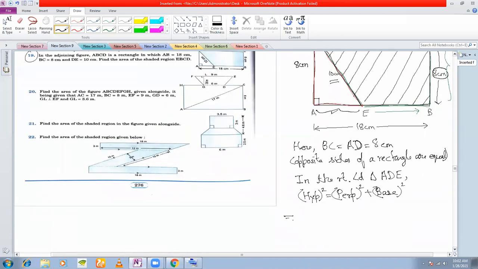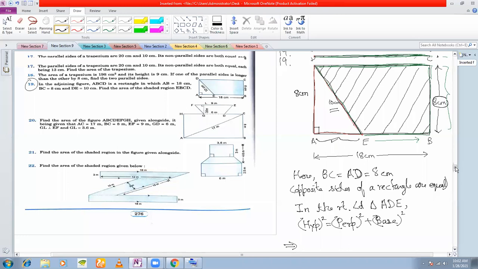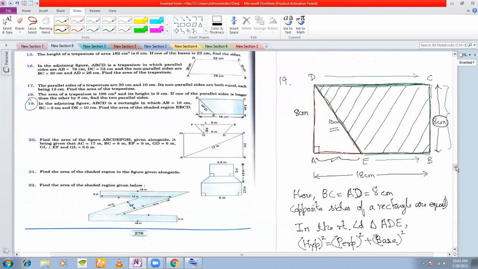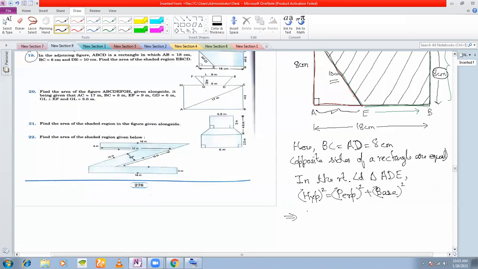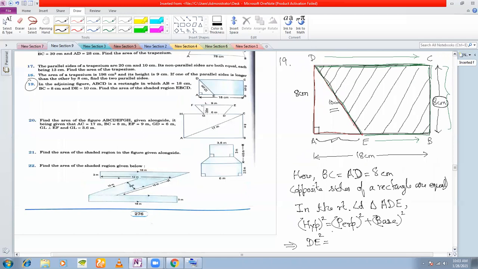That means hypotenuse here, if you see, those who can't see or hear clearly, you join once again. Okay, you will be able to see and hear clearly. So this is DE square. Hypotenuse is your DE. See, the perpendicular is ED, whose length is 8 centimeter, which we shall put later. And the base is AE. Okay.